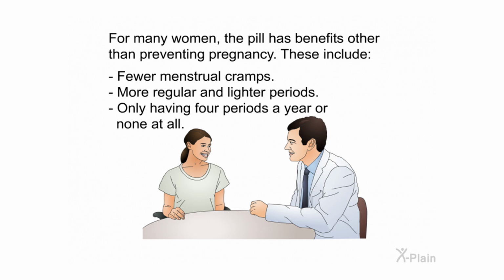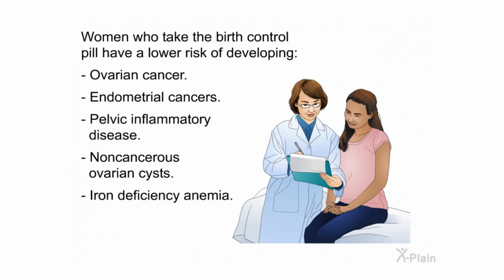For many women, the pill has benefits other than preventing pregnancy. These include fewer menstrual cramps, more regular and lighter periods, only having 4 periods a year or none at all. Women who take the birth control pill have a lower risk of developing ovarian cancer, endometrial cancers, pelvic inflammatory disease, non-cancerous ovarian cysts, iron deficiency anemia.